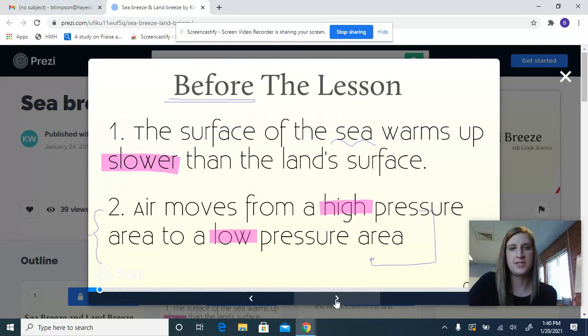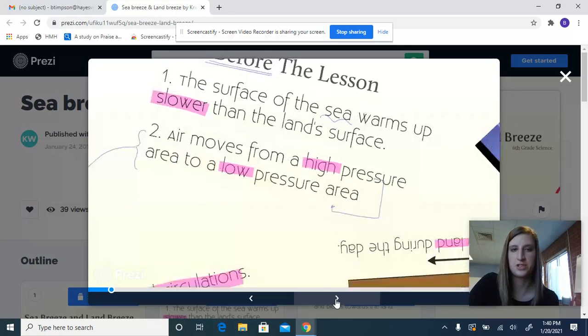So before the lesson, we need to know a couple things. Number one, the surface of the sea warms up slower than land surface. So it actually takes the surface of the sea a little bit more time to warm up than land. Another thing we also need to keep in mind is that air always moves from high pressure to low pressure. The land warms up a little bit quicker than the sea.